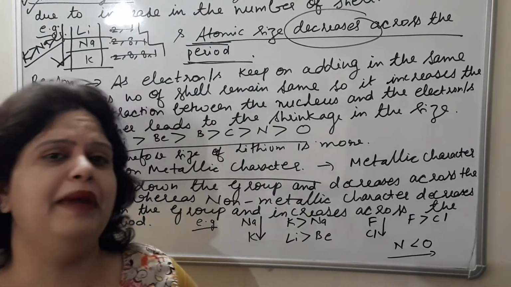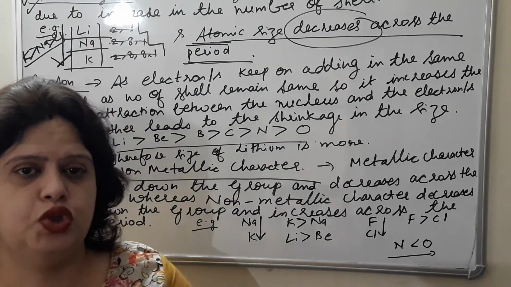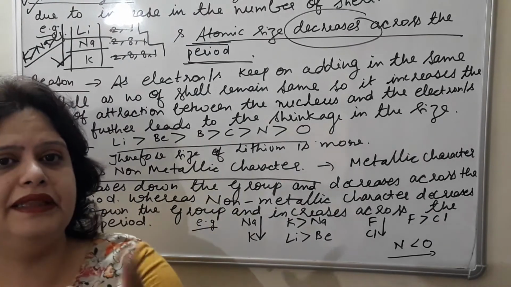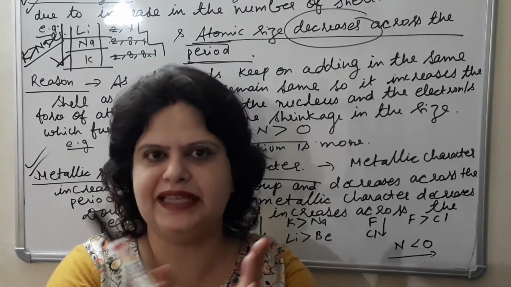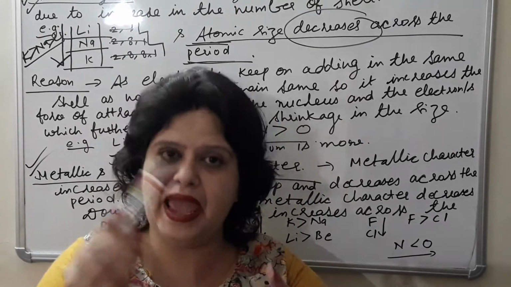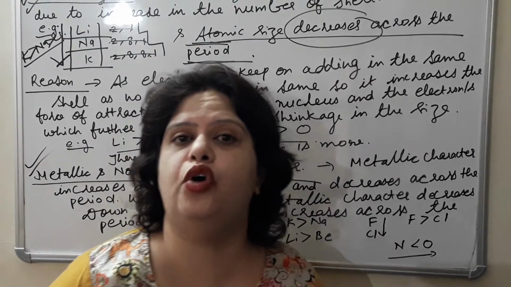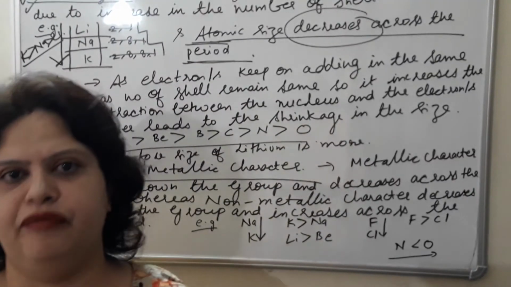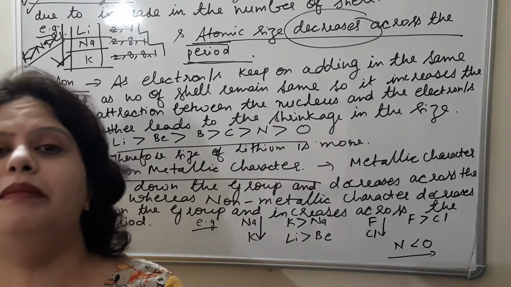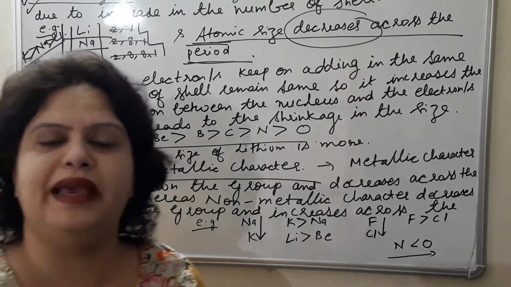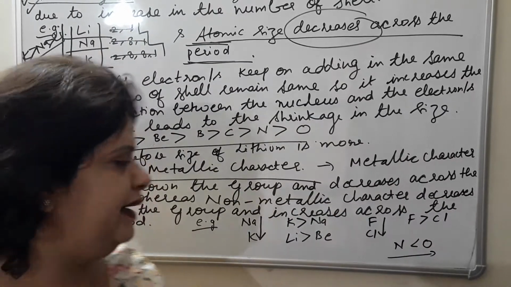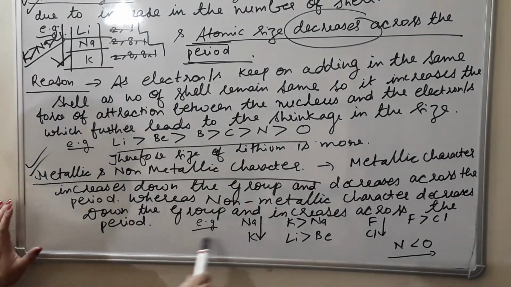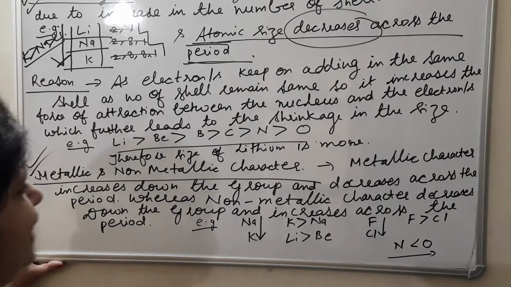So there are many elements in the first group. If you don't even know the atomic number, you can still say that the element present at the bottom and extreme left of the modern periodic table is the highly reactive metal. Why? Because the atomic size of that particular element is maximum and it can easily lose an electron as compared to other metals. Next thing that I have written is regarding non-metallic character.